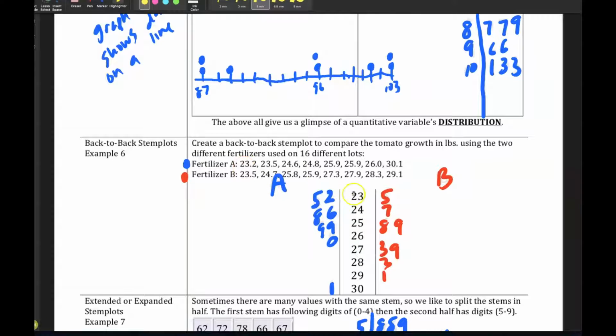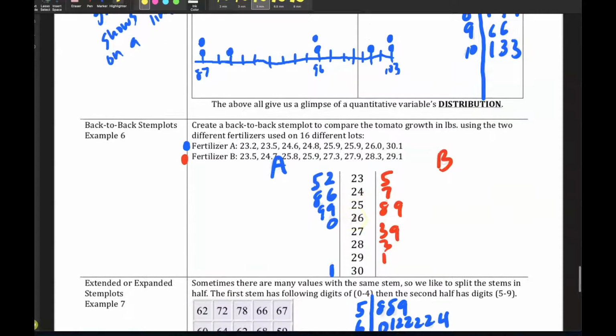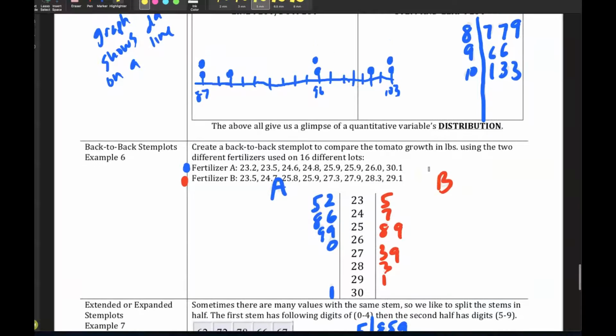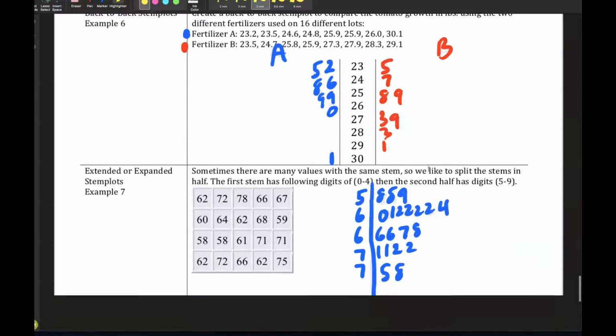In this case, my stems are the whole number, and then the leaves are the decimal value. So this means 23.5, 23.2, 23.5. Again, just another way to represent it. Someone invented this technique of describing data instead of using a graph. This is called a stem and leaf plot.